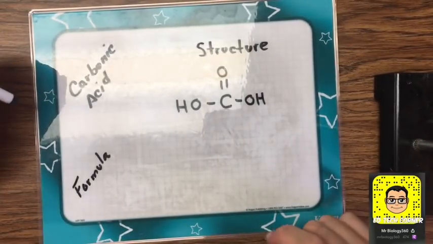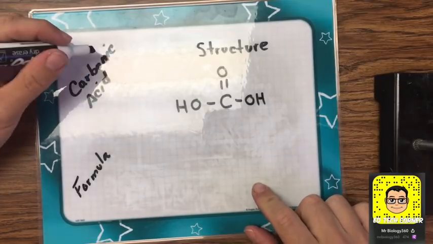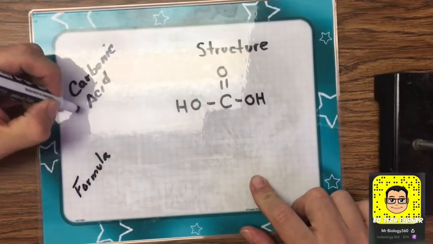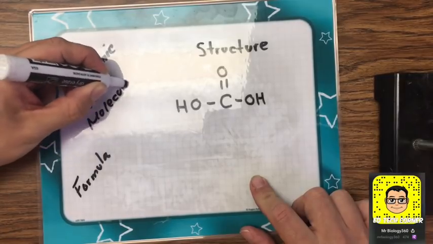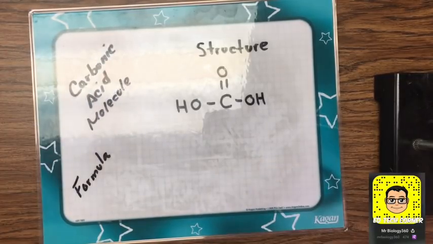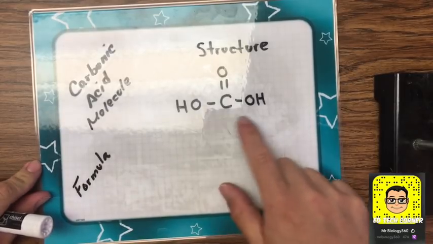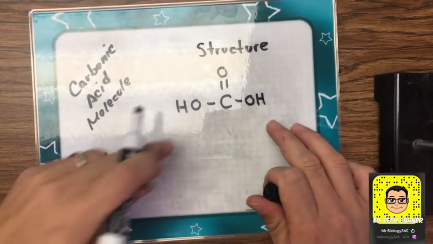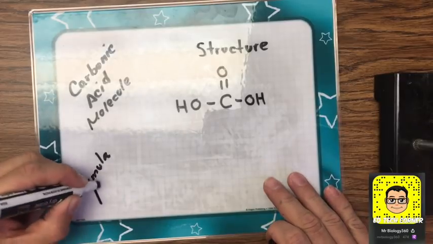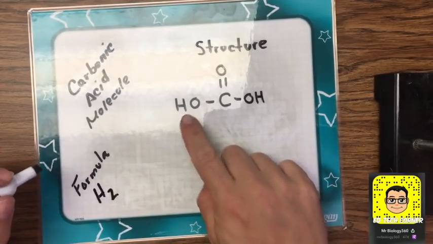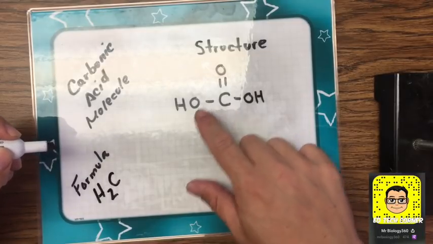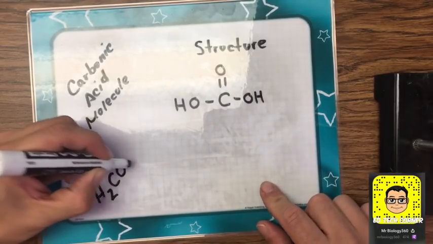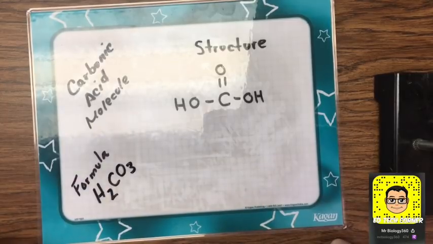Okay, now what I want to talk about is the molecule that's called carbonic acid. So, carbonic acid molecule. All right, so notice this carbonic acid molecule has 1 carbon atom, 2 hydrogen atoms. So we're going to write H2. C only has one C, and it has 3 oxygen atoms, so I would go ahead. Okay, and that is the formula for carbonic acid.